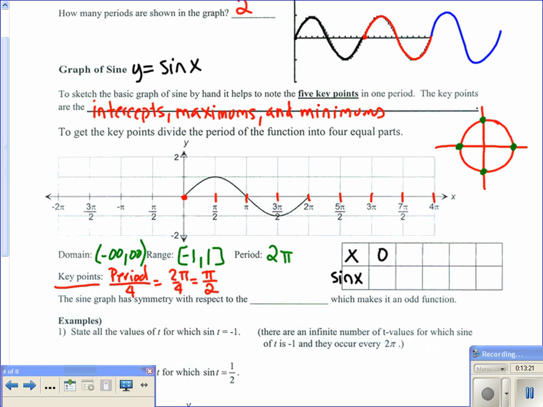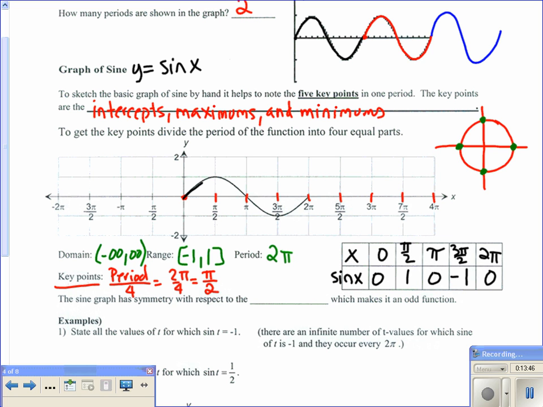And again, my key points for this graph, because they will be changing eventually when we make our cycles smaller or larger. So pi over 2, and then 2 pi over 2, which is pi, 3 pi over 2, and 4 pi over 2, which is 2 pi. And then you just have to evaluate. So the sine of 0 is 0. Pi over 2 would be 1, 0, -1, 0.